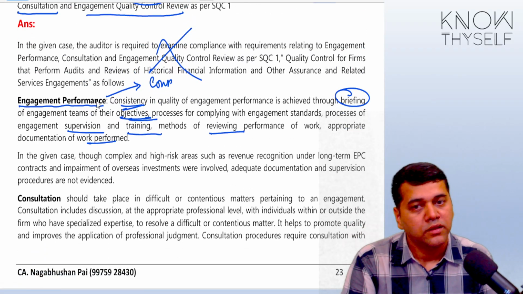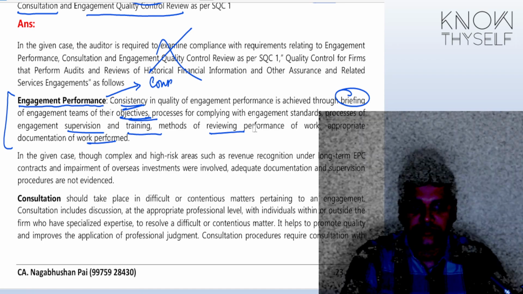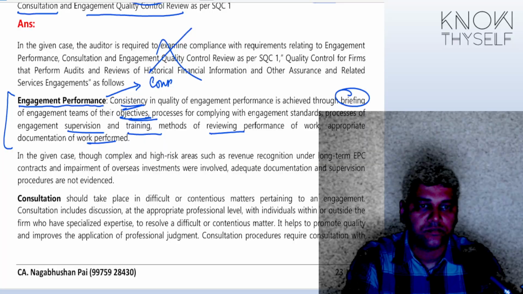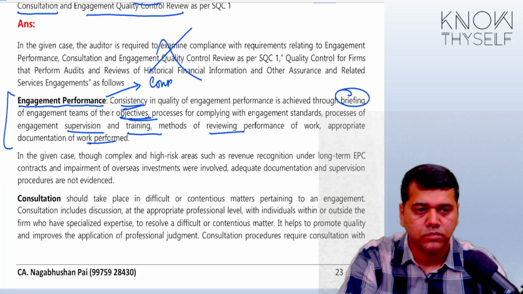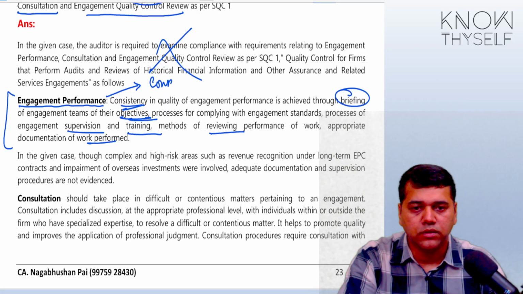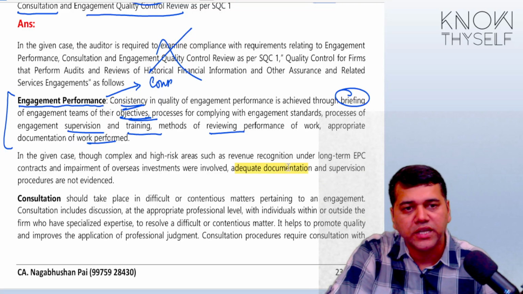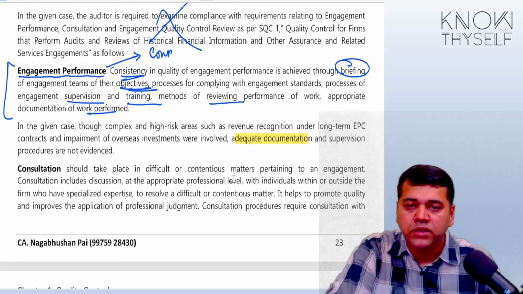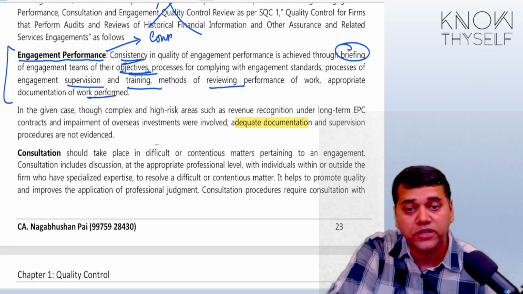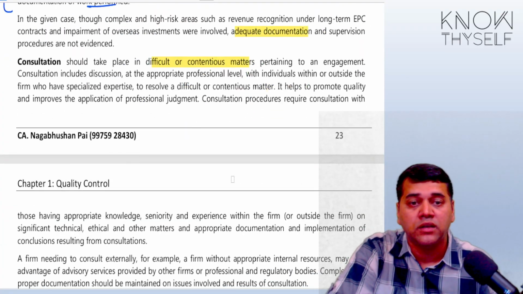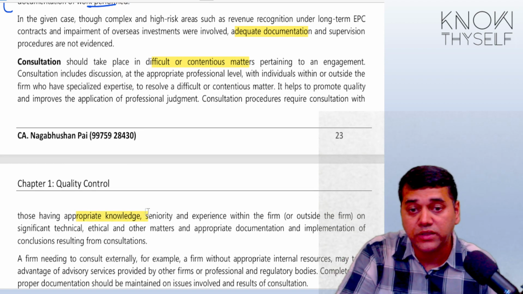So first thing you have to write this, and then you have to say in the given case, this is all about engagement performance. There is no documentation, there is no supervision. This is the problem. Second, one of the managers raised a consultation. Consultation should happen on difficult and contentious matters. It should be documented, it should be implemented, and you have to consult with the proper person.